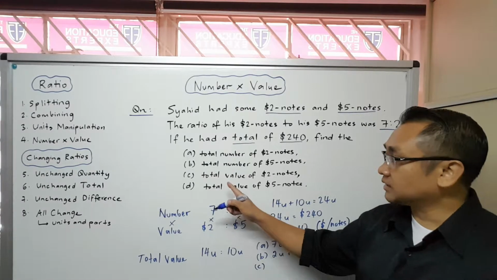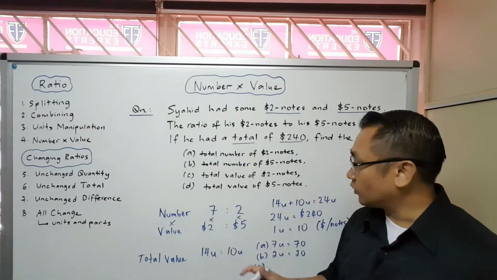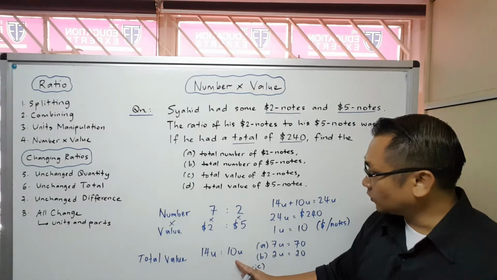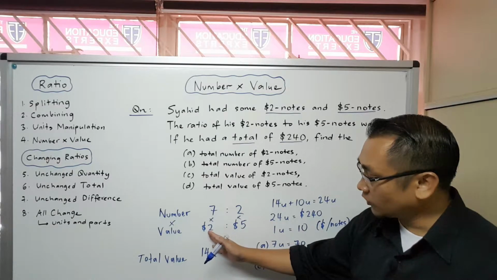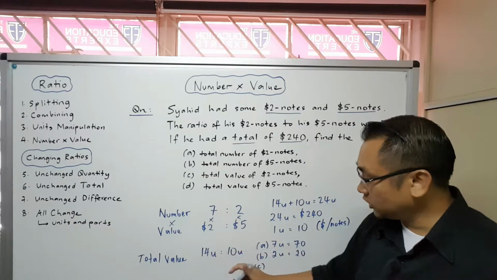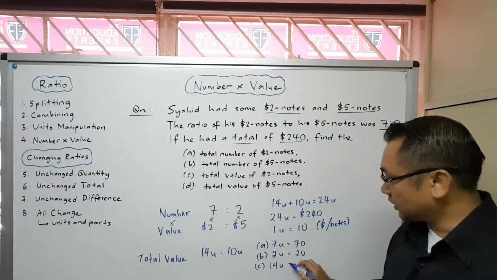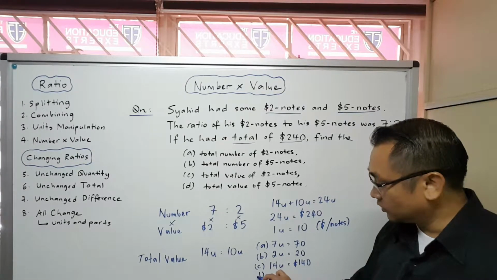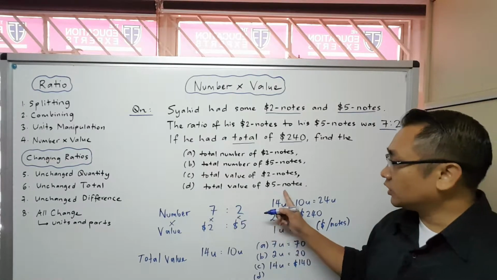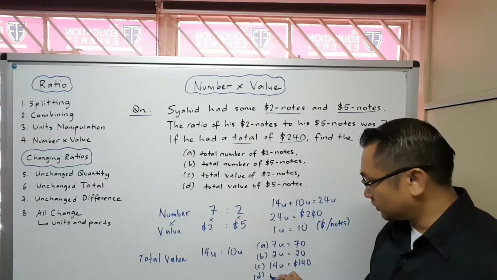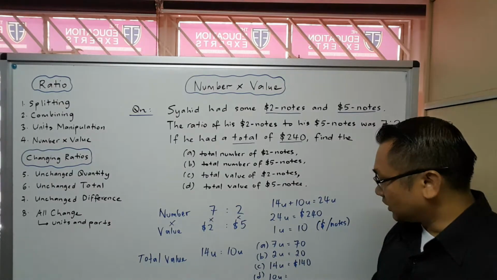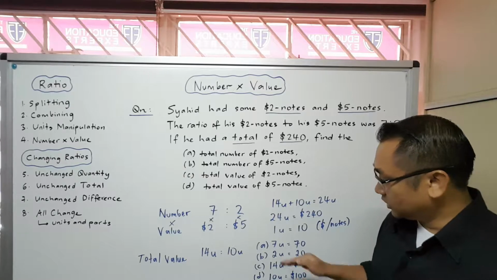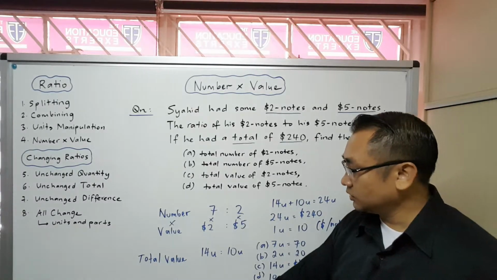For part C, they ask us to find the total value of $2 notes. So where is the total value in the table? Here, the total value of $2 notes will be 14 units. So 14 times 10 is $140, since the value will have the dollar sign. And what is the total value of $5 notes? 10 units. So 10 units equals 10 times 10, which is $100. So these are the answers for the 4 different questions.